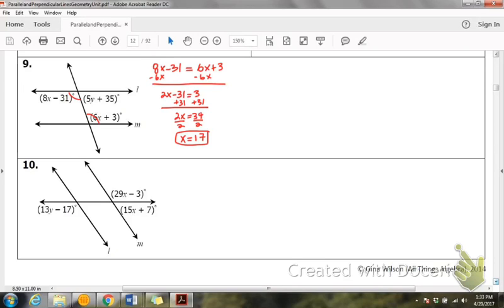You can do 8x minus 31. Okay? But they're the same, right? So it doesn't really matter which one you plug it back into. So let's plug x back into either one of those because remember those angles are the same.